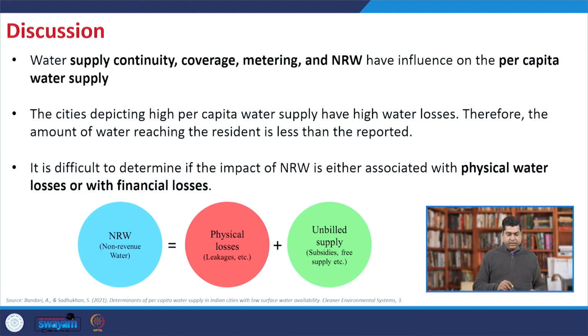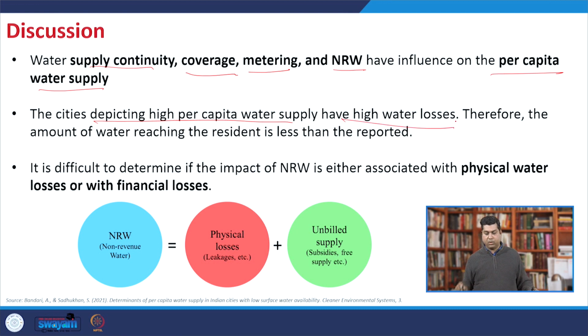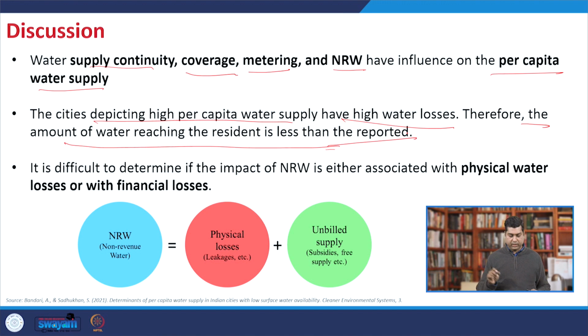Coming to the discussion, water supply continuity, coverage, metering and NRW have influence on per capita supply, that we have seen from this table, and that was also conveyed through the correlation matrix as well. The cities depicting high per capita water supply have high water losses as well. Therefore, the amount of water reaching the resident is actually less than what is reported. It is difficult to determine if the impact of NRW is associated with the physical water losses or with financial losses, because it is a total loss.